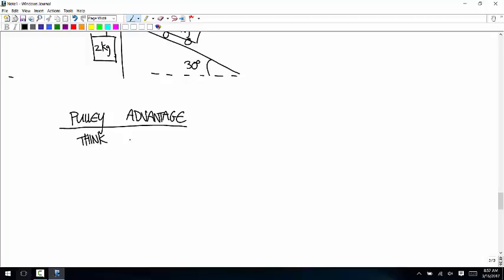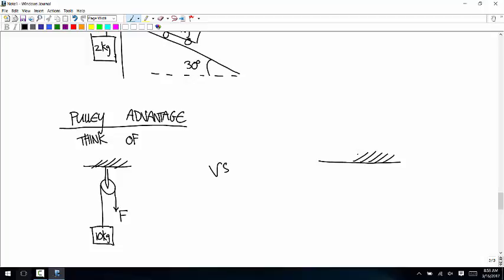So think of these two setups. One where you have a pulley hanging from the ceiling. Let's say this mass is 10 kilograms, and you want to know what force is required to hold that up. And then the second case is this more complicated setup. So there's a pulley, and you're trying to figure out this force F.